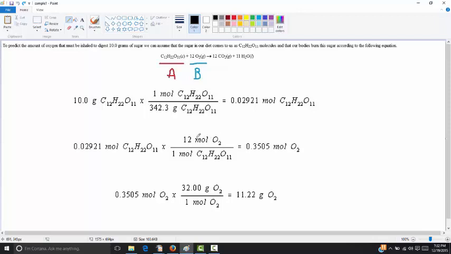So that value goes on top, 12 versus 1. That gives you the moles of oxygen. That value, convert that to a number of grams of oxygen, which is what you want on top, and it gives you your final answer. And that's a very typical, very common question when you're asked to find grams versus moles or vice versa.